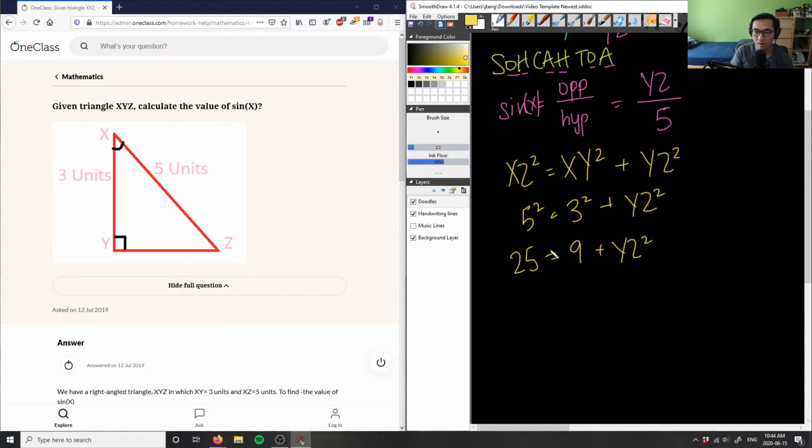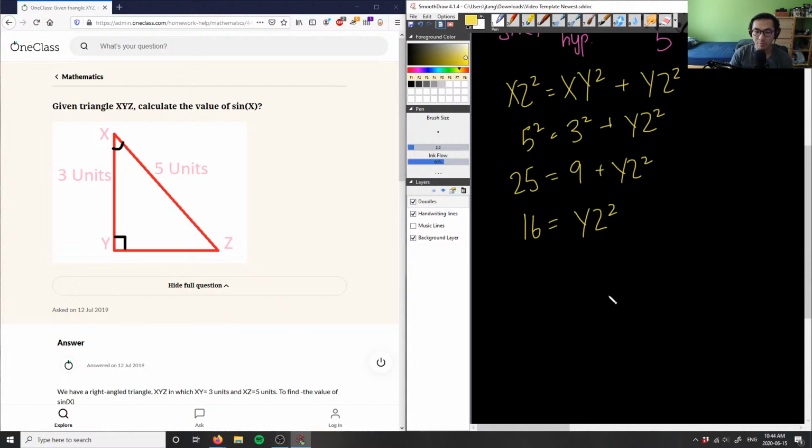And then I can algebraically isolate for yz squared, right? So we can minus 9 from both sides to get 25 minus 9, which is going to equal 16, is yz squared. And then we can square root both sides to solve for this problem, right? So I would have the square root of 16 is equal to the square root of yz squared. These two cancel out.